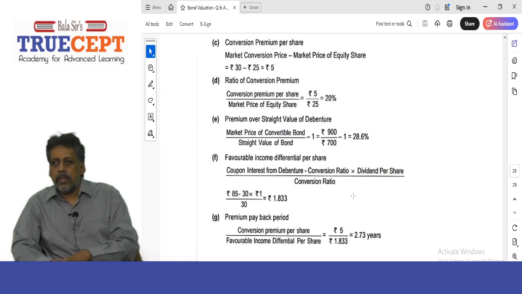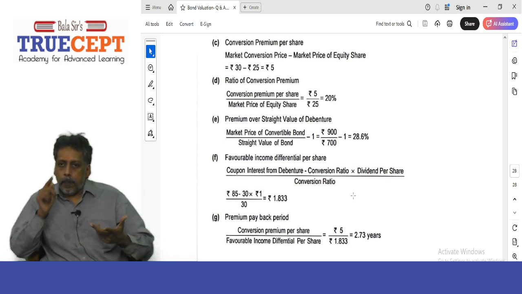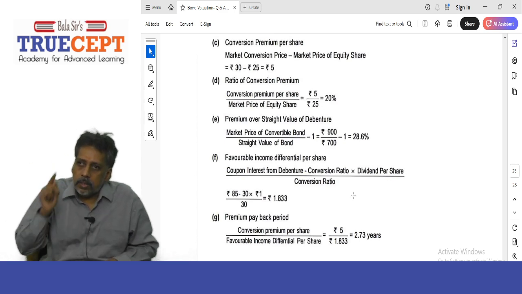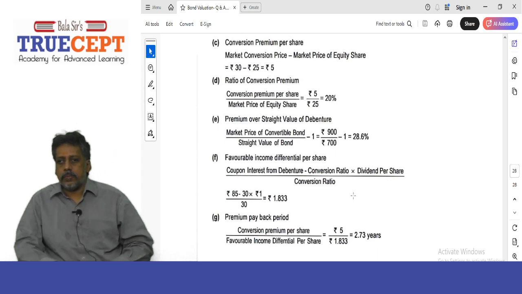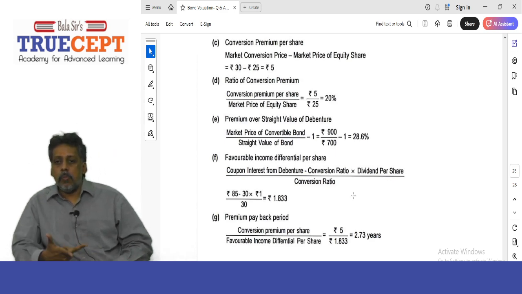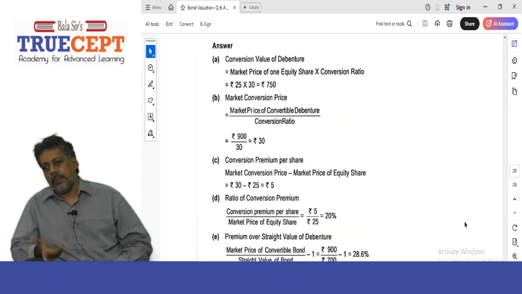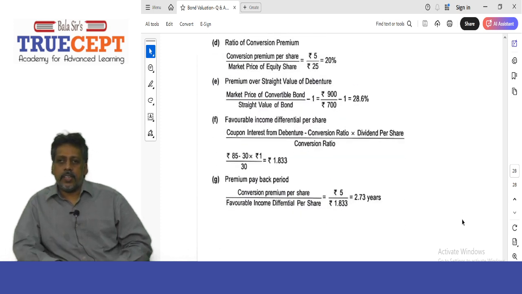Got it? Yes, sir. So that is why this premium over straight value of a bond is also known as what? The downside risk of a bond. And the last subdivision, two more. So, a favorable income differential per share. Very interesting computation. Check this, okay?